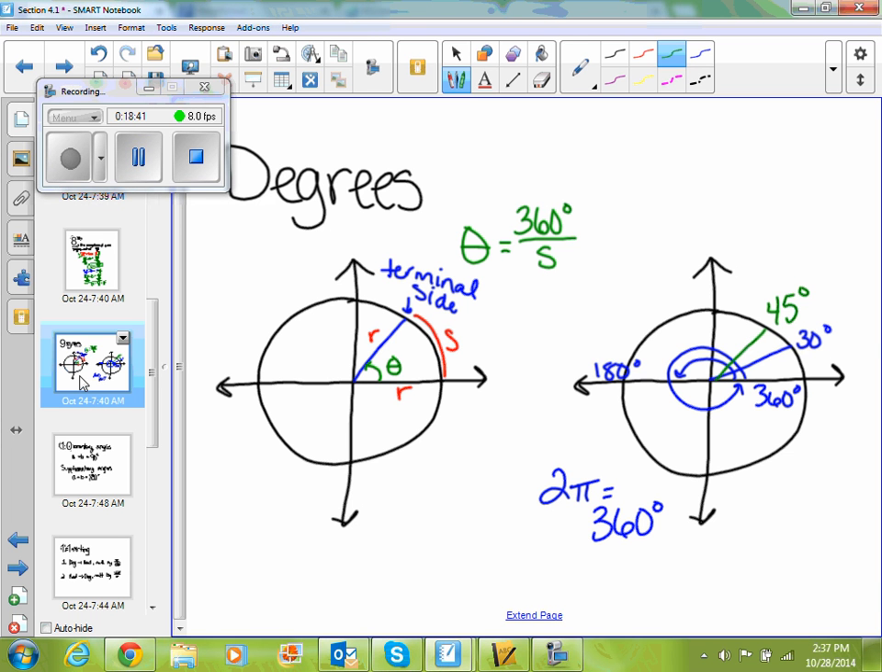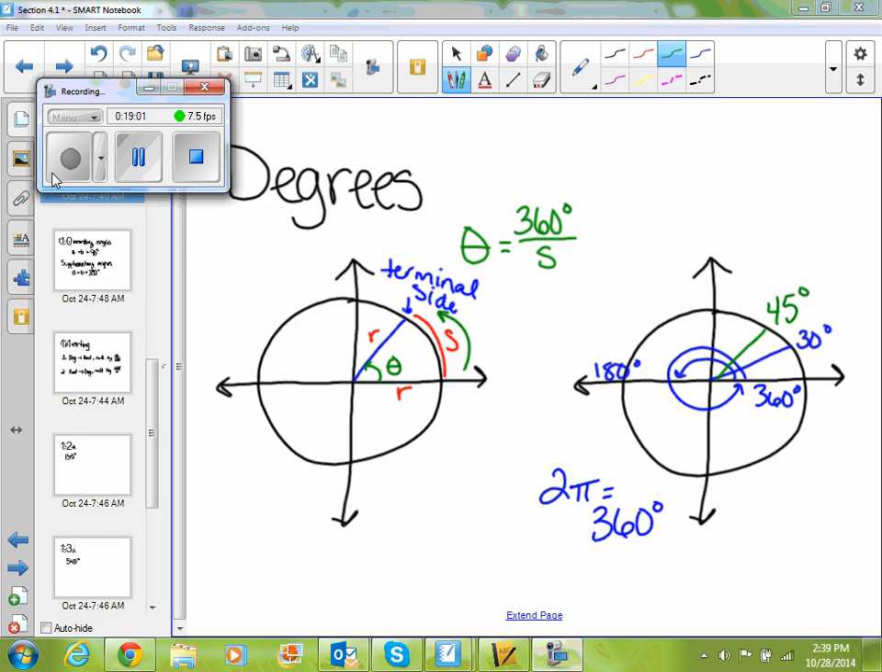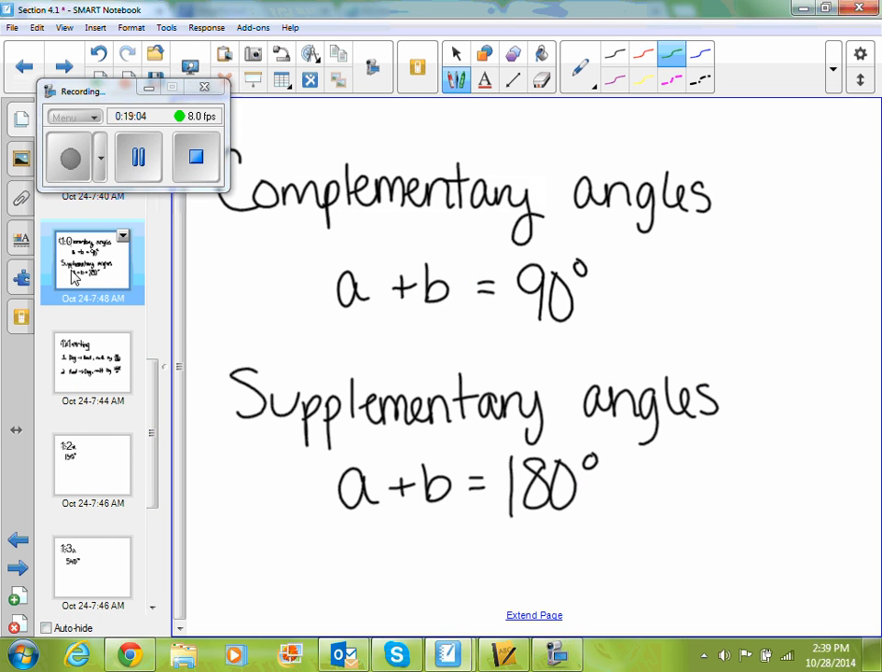Your angle theta is still measured the same way. Where you start on your x-axis, you move counterclockwise until you get to your terminal side. You're still going to measure degrees the same way. So then our complementary angles and our supplementary angles, this stems from your geometry, is similar to what we're doing with our radians, except in this case we're looking at degree measure. So your complementary angles add up to 90 degrees, and your supplementary angles will add up to 180 degrees.